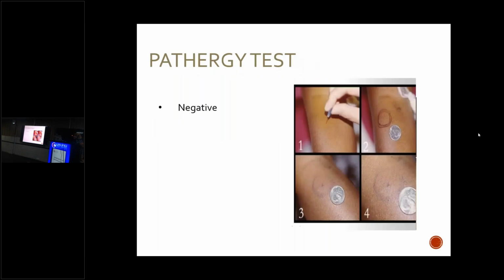We performed the pathergy test. Pathergy actually refers to the formation of a papular or pustular reaction that appears 24 to 48 hours after pricking with a sterile needle. It was negative in our patient. This picture shows how to perform the pathergy test.